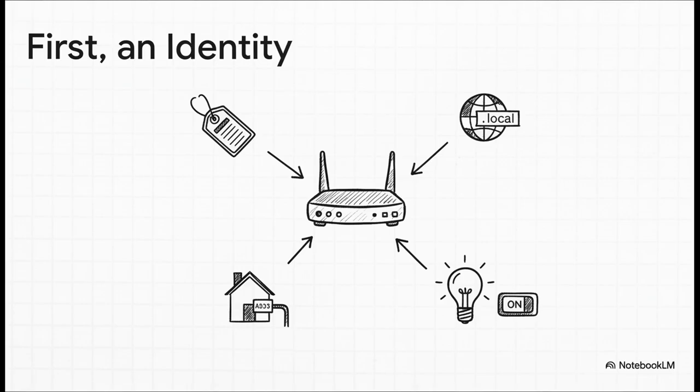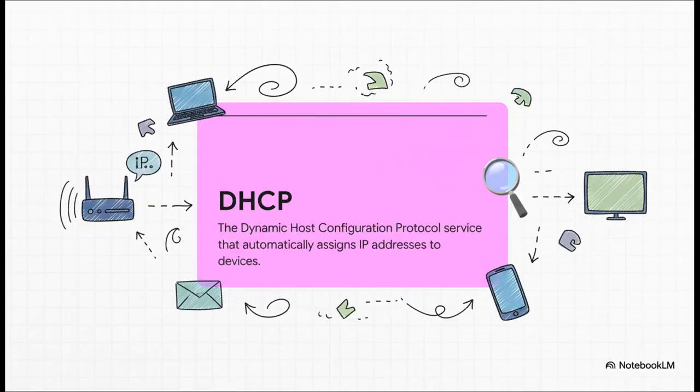And finally, the magic command, no shutdown. See, interfaces are off by default, so this command is what flips the switch and brings the port to life. Now that our router has its own address, it can get its first real job, helping out the neighbors. I mean, how do your laptop, your phone, and your TV all get online automatically? Well, they ask the router for an IP address, and the router hands one out using a service called DHCP. It's that friendly protocol that just makes our networks work without us having to think about it.